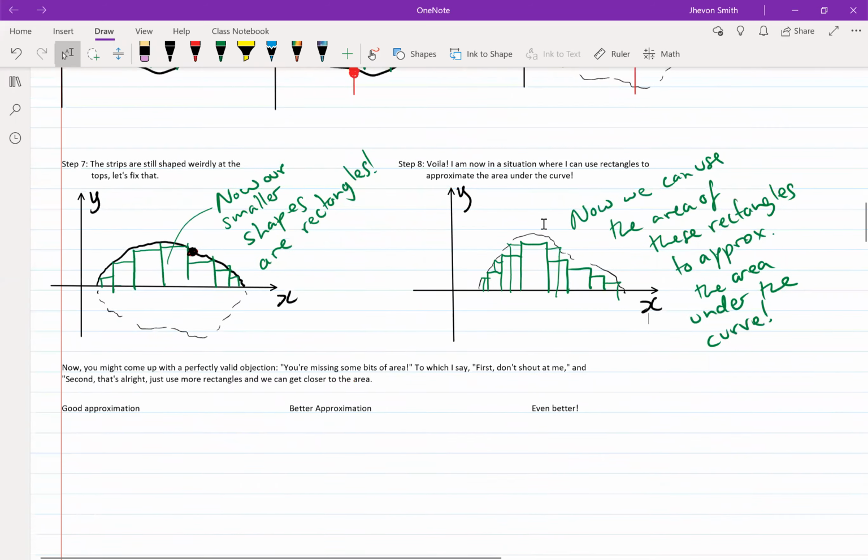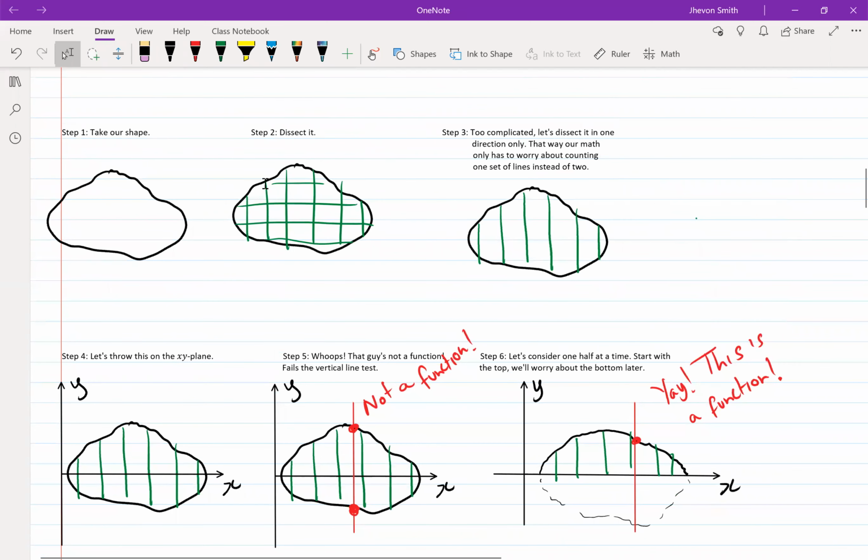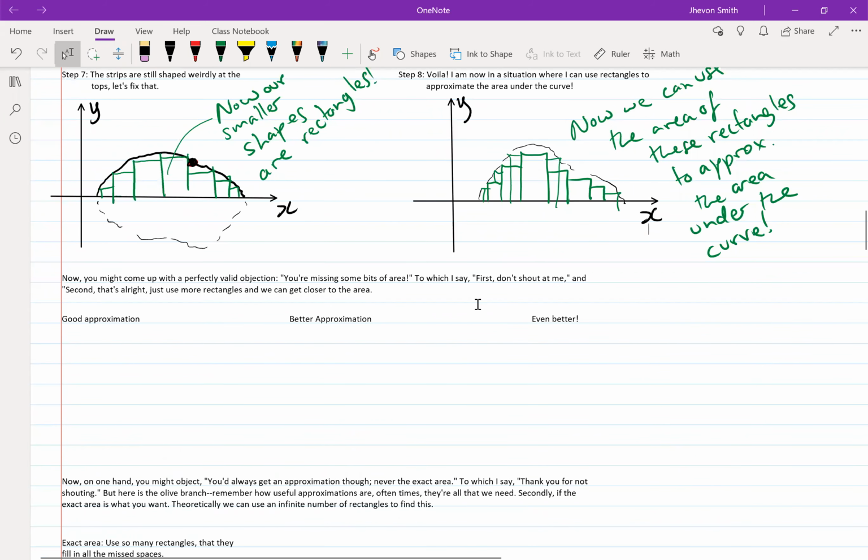So the idea is, if I know how to do this, I would ultimately be able to figure out this, right? So that's the really big deal. And now you might say, well, there are all these missing pieces. And the idea is, yes, we are going to miss some bits of area, but here's the thing though.